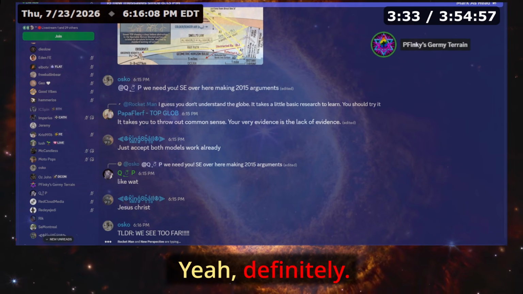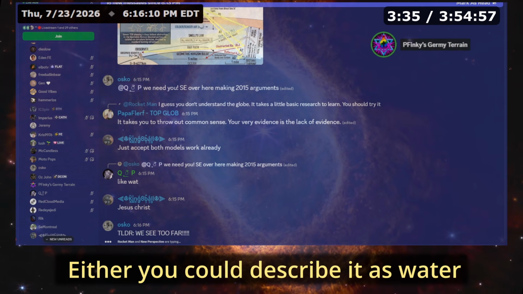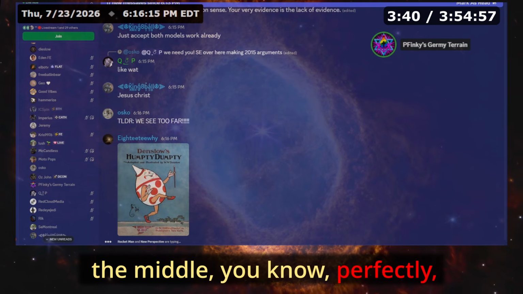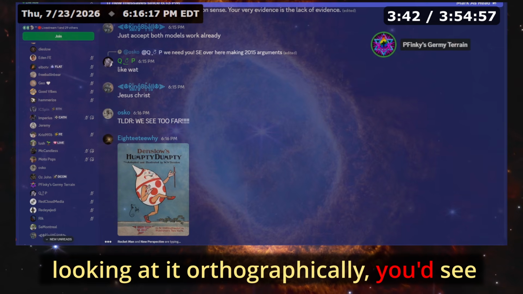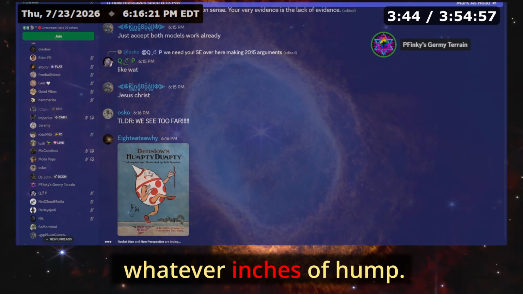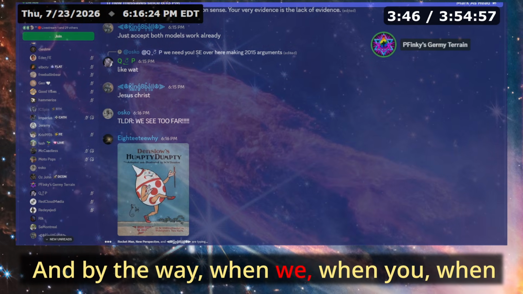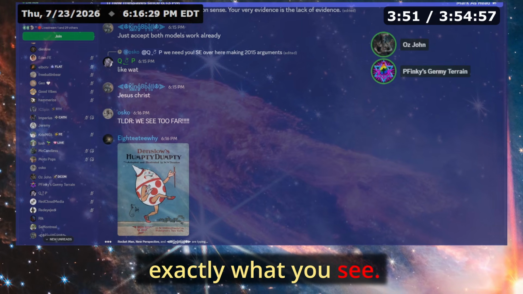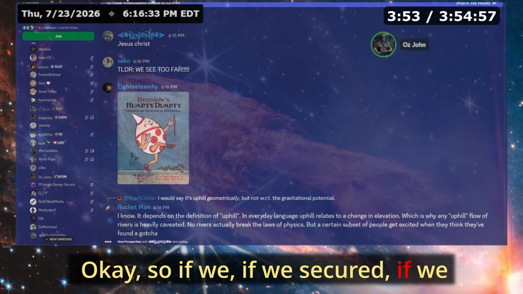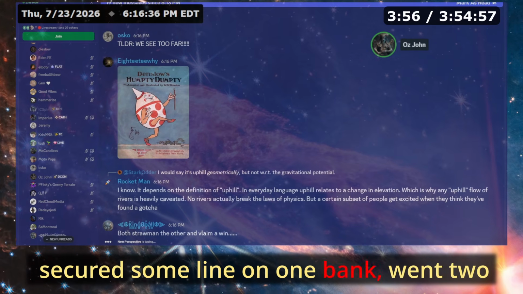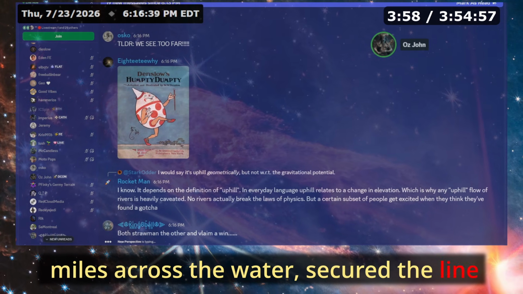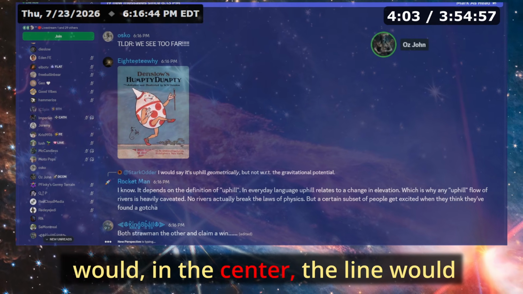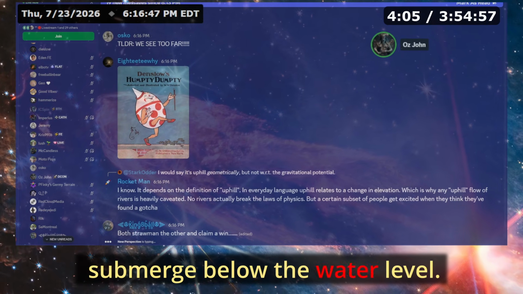Yeah, definitely. I mean, it depends on your perspective. Either you could describe it as water dropping away from you, but if you're at the middle, perfectly, looking at it orthographically, you'd see whatever inches of hump. And by the way, when you use centimeter precision equipment at the salt flats, that's exactly what you see. Okay, so if we secured some line on one bank, went 2 miles across the water, secured the line on the other bank, and pulled it taut, in the center the line would submerge below the water level. Is that correct?